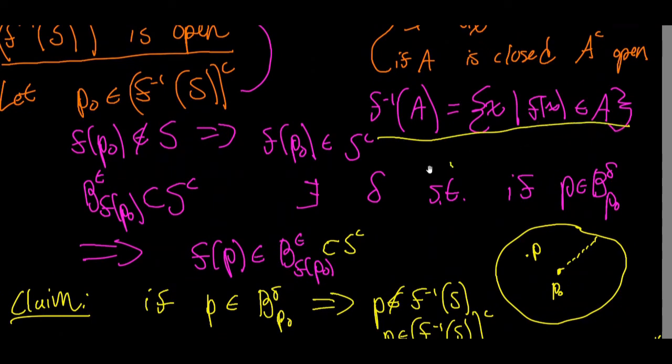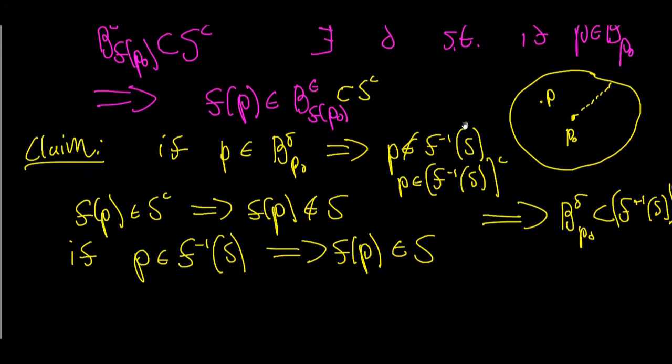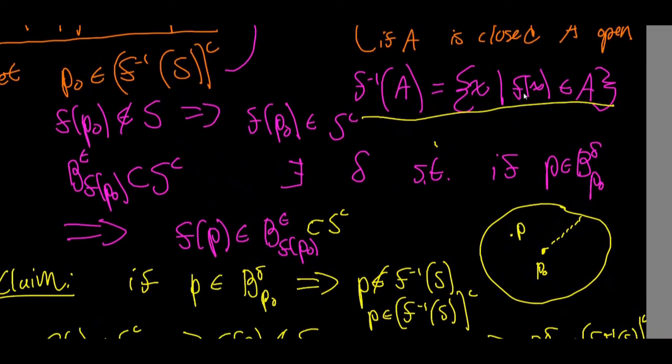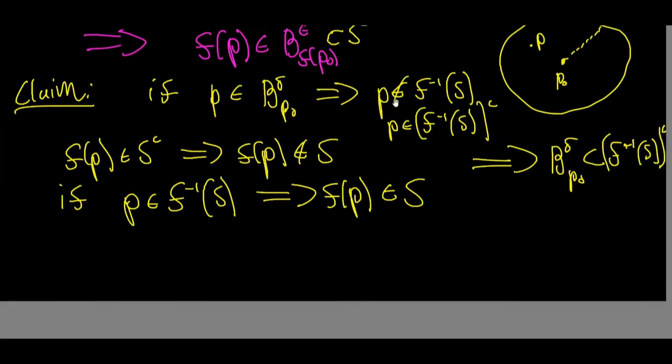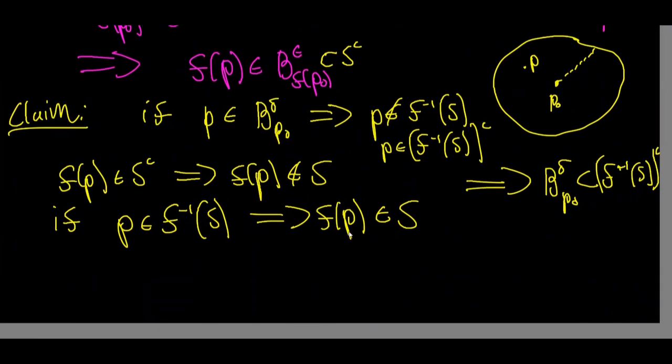If p were in the inverse image of S under F, then that means by definition all points x such that the image of x under F is in that set A, or in this case S, then that means the image of p under F is in S. But we just showed that every point in this open ball, and f of p is a point in this open ball centered at f of p naught and radius epsilon, every point in this open ball is not in S. So this is a contradiction. So p can't possibly be in the inverse image of S under F. Therefore, p is not in the inverse image of S under F.